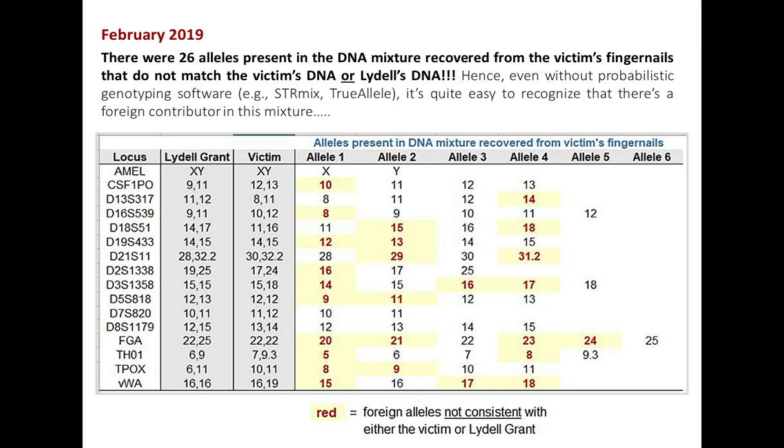Could he not? And you'll see here, on the far left hand of the screen, you'll see a column called locus. That's the name of the DNA marker that was tested. You've got Lydell Grant's individual DNA profile that we obtained from his reference sample. We've got in the third column the victim's DNA profile from their reference sample. And then the subsequent 6 columns are the alleles that were present in that DNA mixture.